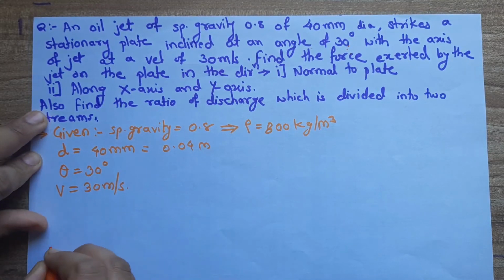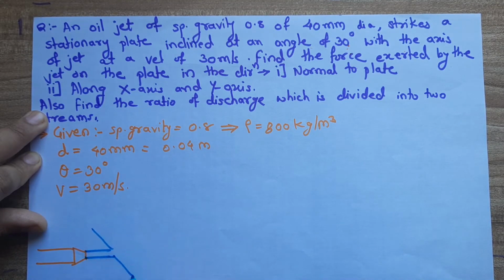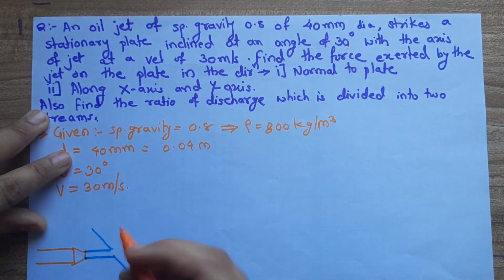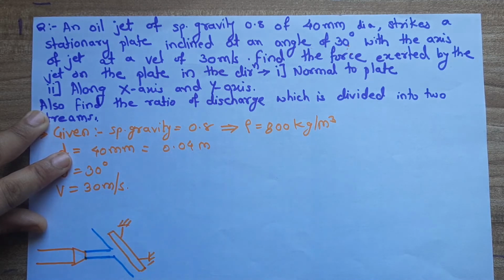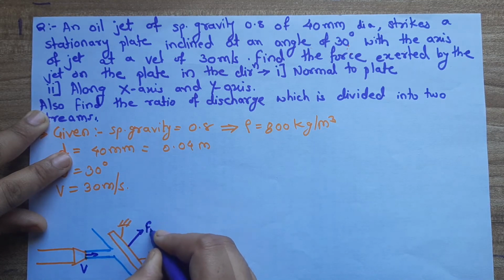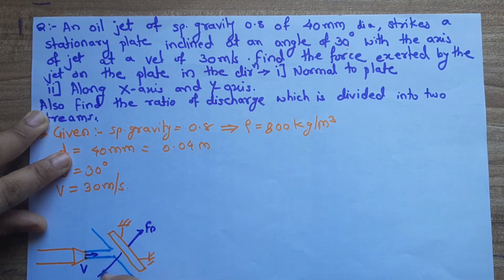Now always remember to draw the system whenever a numerical is in front of you. So let's say this is a nozzle having a jet, and after striking it is going to divert in two directions. Let's say this is a plate which is stationary, and here the velocity is v. We are supposed to find Fn, right? So for that we will need the v sin theta component, right?